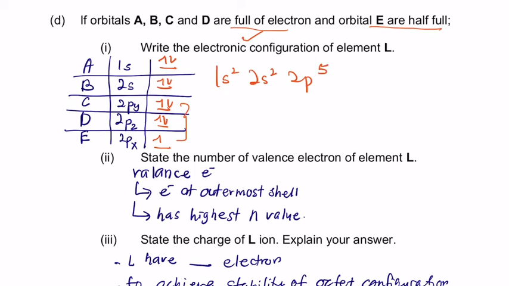Ataupun ni you boleh juga lukis dalam orbital diagram. So kalau you lukis dalam orbital diagram, you akan dapat 1s 2 electron, and then 2s will be 2 electron, and for 2p, so you ada 1, 2, 3, 4, 5. Okay, nampak ke kat sini? 5. Alright. So itu untuk orbital diagram.